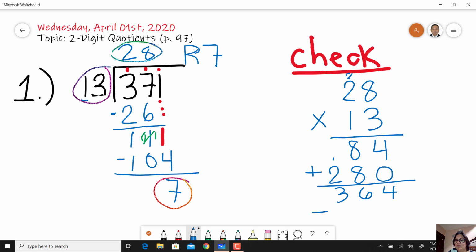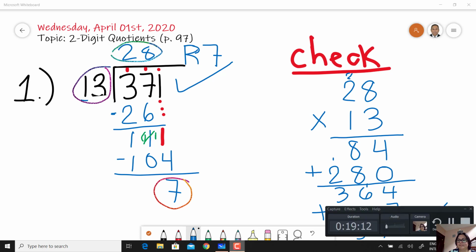Now we have to add the remainder, plus 7. 4 plus 7, 11. So 1 in here and 1 for here. 1 plus 6, 7. And 3 plus anything, 3. So if you can see, we have in here 371 and in here we have 371. So that means that our division is correct.